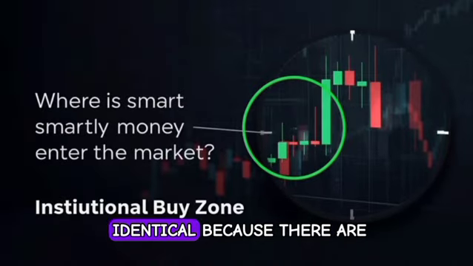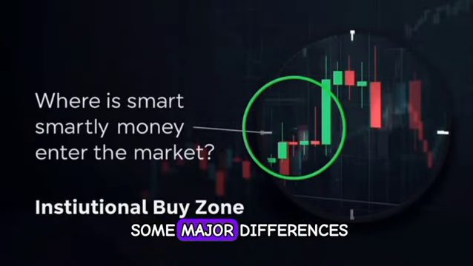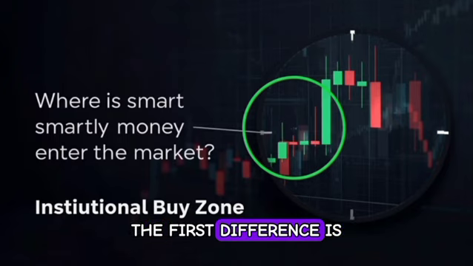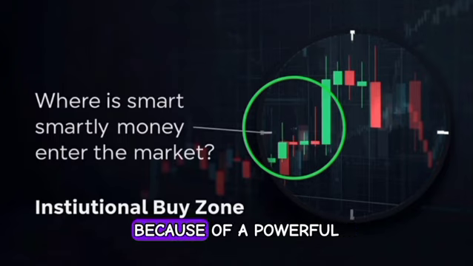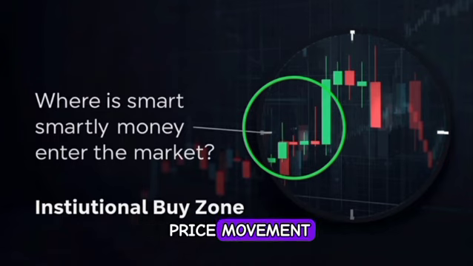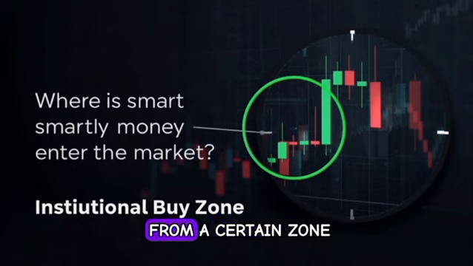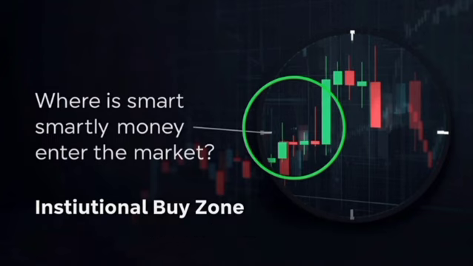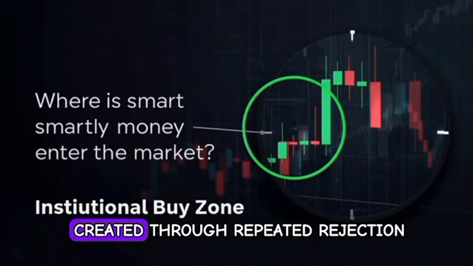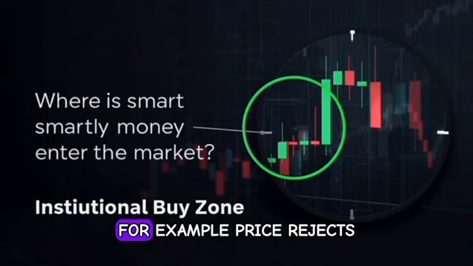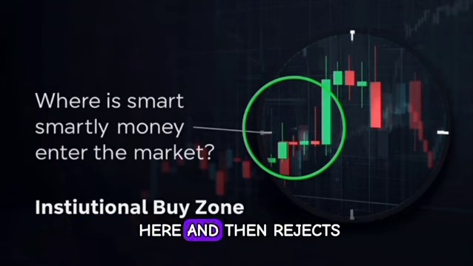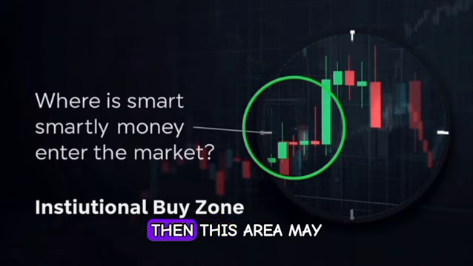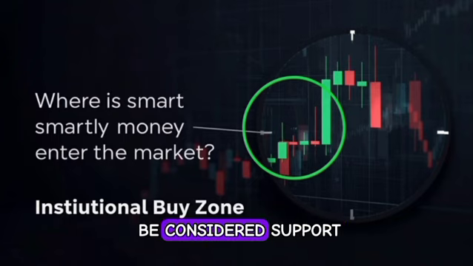Order blocks and support or resistance are both significant levels, but they are not identical because there are some major differences. The first difference is that an order block forms because of a powerful price movement. If price moves strongly from a certain zone, that zone can qualify as an order block. Support or resistance is created through repeated rejection. For example, price rejects here and then rejects again here.